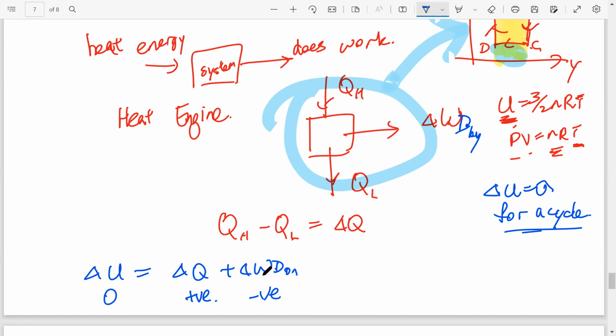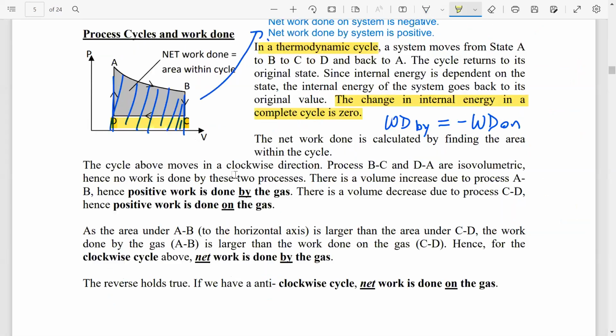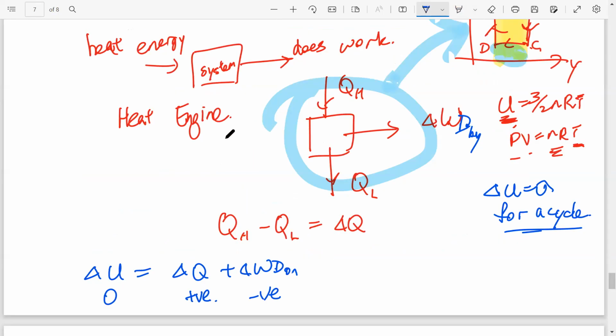So they are opposite of each other. Okay, in terms of magnitude, they are the same, but one positive, one negative. So your job, apart from being needed to calculate the work done by area under graph, is also to know that this is a process for something called a heat engine. That's all.